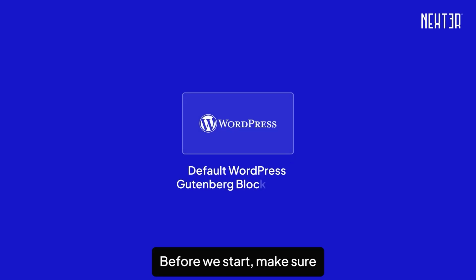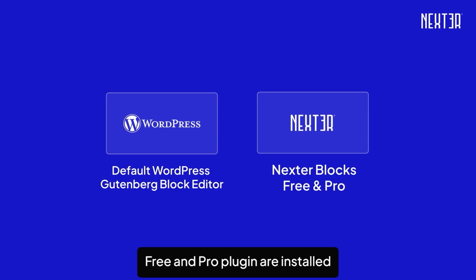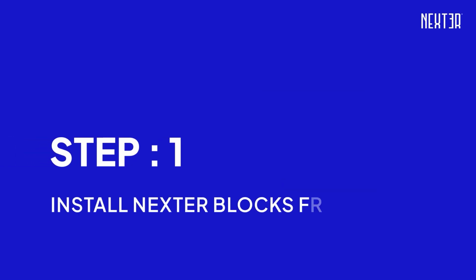Before we start, make sure the default WordPress Gutenberg block editor is active on your site. Also make sure both the Nextblocks Free and Pro plugin are installed and activated on your site. Step 1. Install both the Nextblocks Free and Pro plugin.